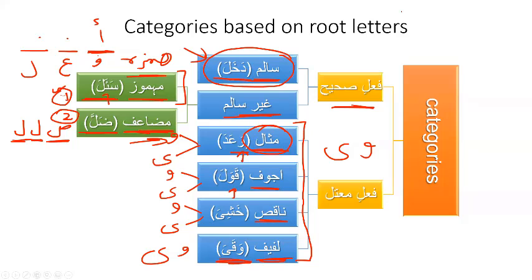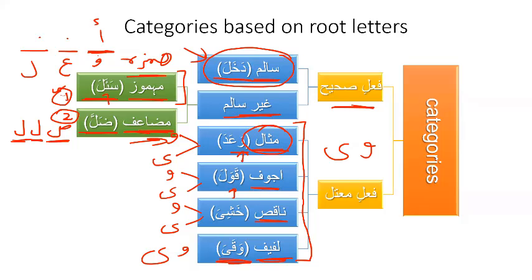Okay, Aziz Saab, what does mithal mean? Waw or ya comes in the beginning. Exactly. Mithal means waw or ya in the beginning. Ajwaf means waw or ya in the middle. Naqis means waw or ya at the end. And lafif means that we have two harfe illat. All right. So these are our categories.